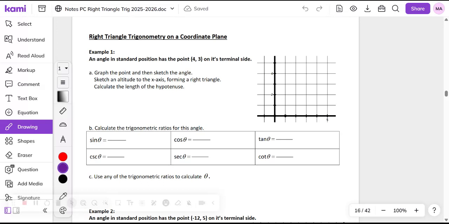Hi there! What we're going to be working on in today's video is taking the right triangle trigonometry that we've been working on and putting it on a coordinate plane to then calculate values. So let's jump right into it.